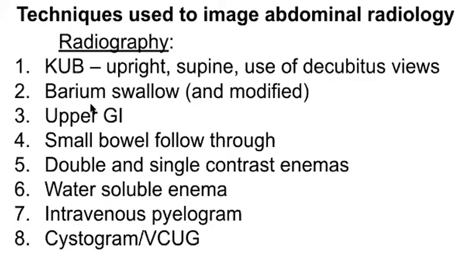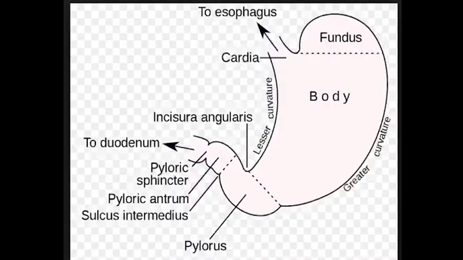Now we're going to review upper GI, which is a combination of barium swallow or an esophagram plus the evaluation of the stomach. This is an image of the stomach from Wikipedia. The fundus is in the most superior portion, followed by the body, and then the pylorus. We have the pyloric sphincter, and then the proximal duodenum. This is the lesser curvature of the stomach, and then this is the greater curvature of the stomach.